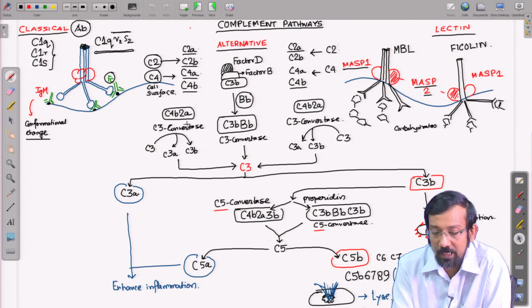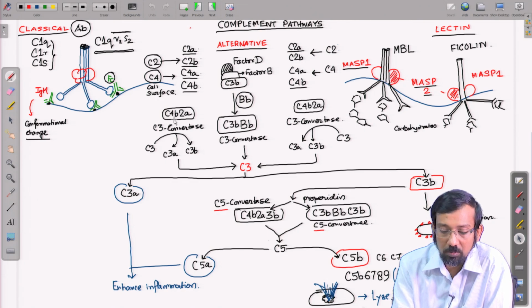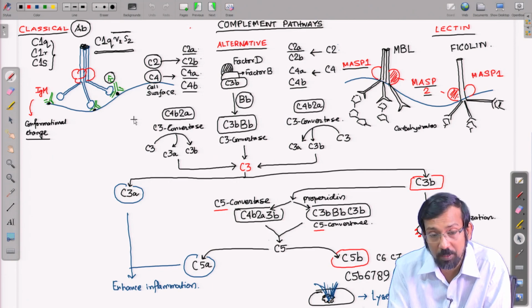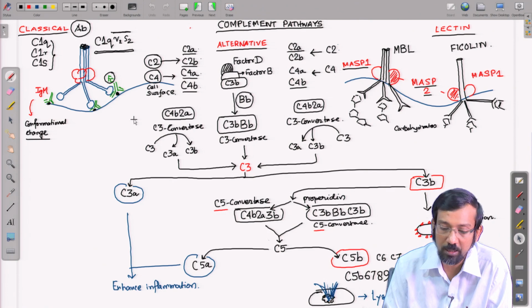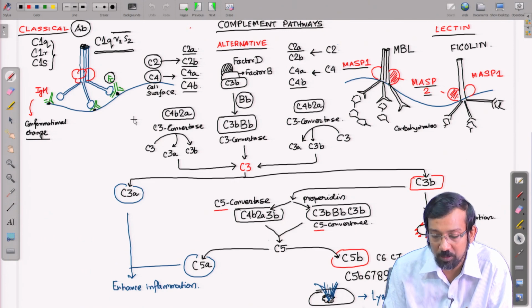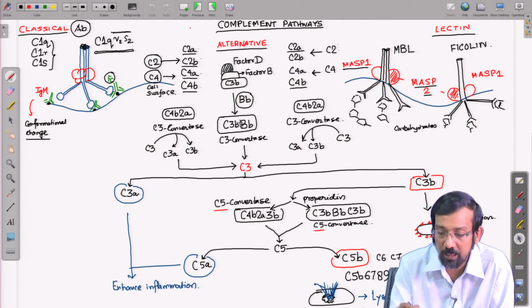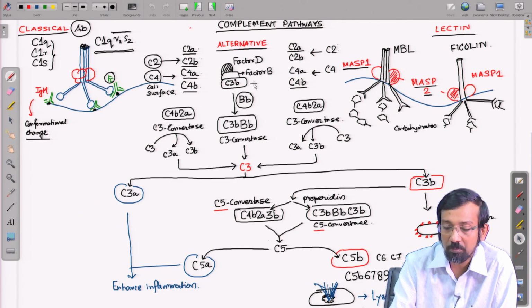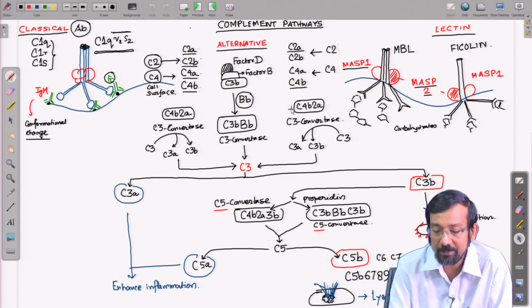We have seen at least three different sources of C3 convertase in the last class: the formation of C4b2a, from both the classical and the lectin pathways. The classical and the lectin pathways are pretty similar in their activities. One is antibody dependent, the other is antibody independent. Then we have the alternative pathway, where we get C3bBb, by breaking down factor B. So, it is C4b2a and C3bBb.